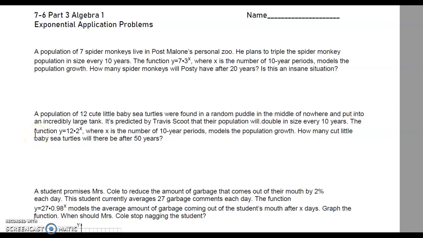This is the end of 7-6. We did it in 3 days. These are the application problems. So we can see the first one says a population of 7 spider monkeys live in Post Malone's personal zoo.